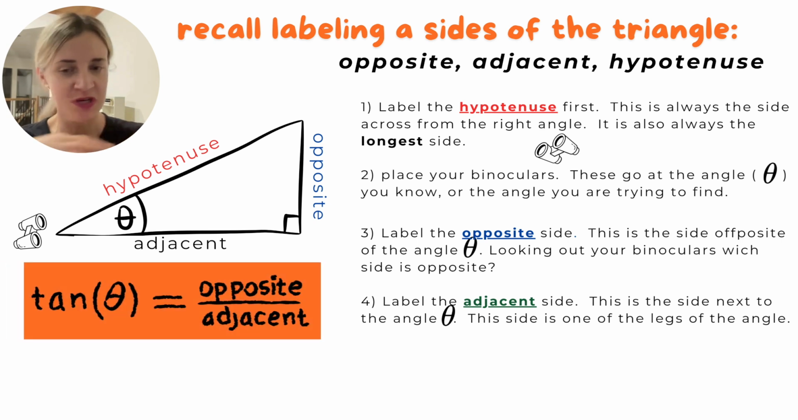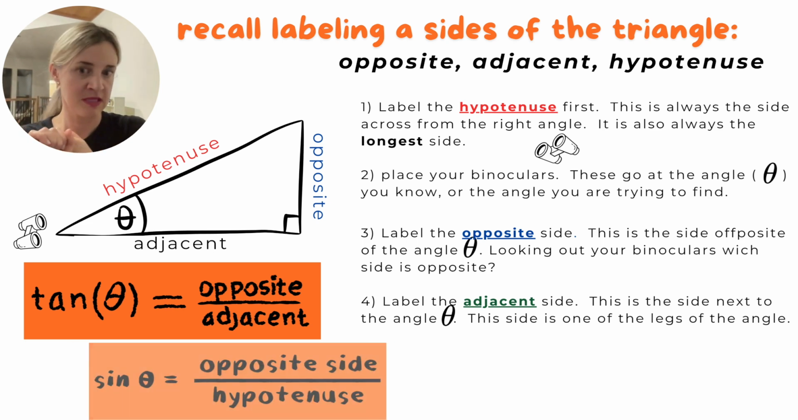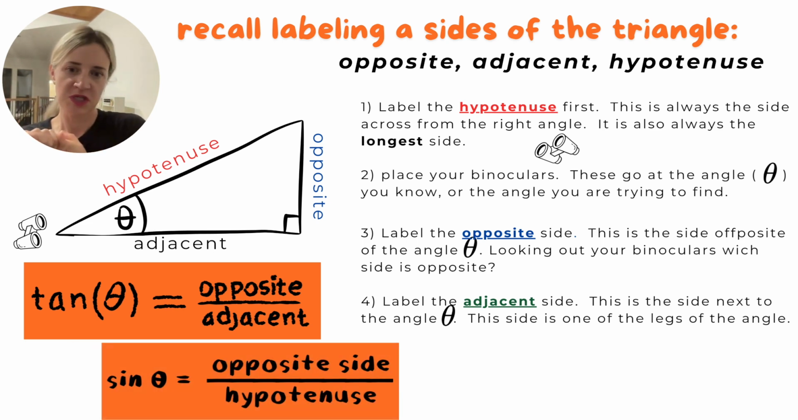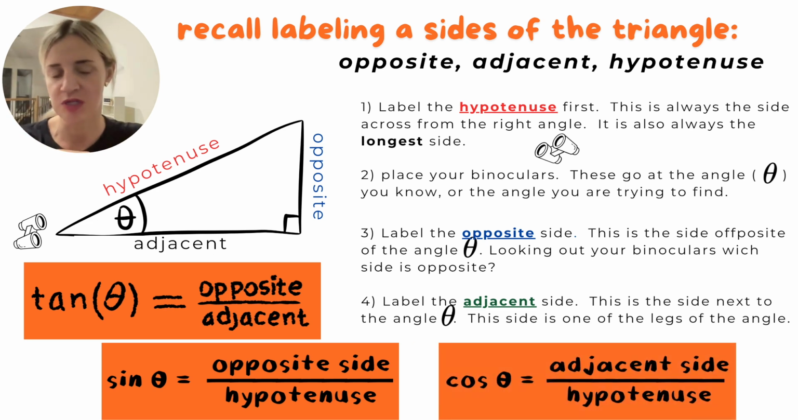The tangent ratio, it's the ratio of the opposite side to the adjacent side. Okay, the sine ratio, it's the ratio of the opposite side to the hypotenuse. And the cosine ratio is going to be the ratio of the adjacent side to the hypotenuse. And guess what? We have a fun way to remember that, so don't worry about trying to memorize it.